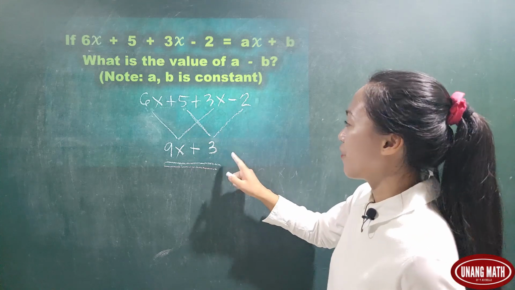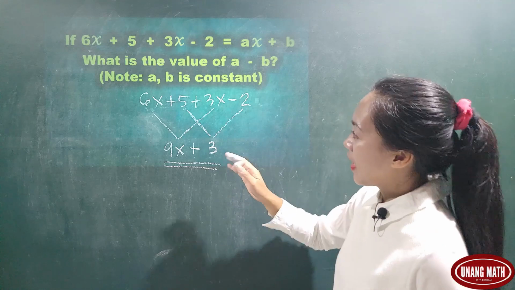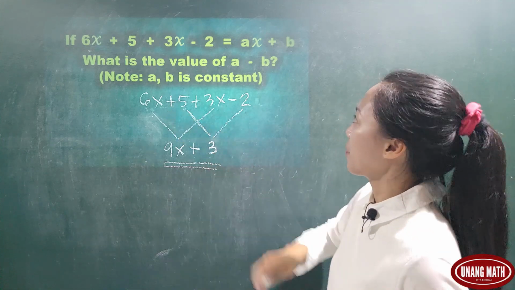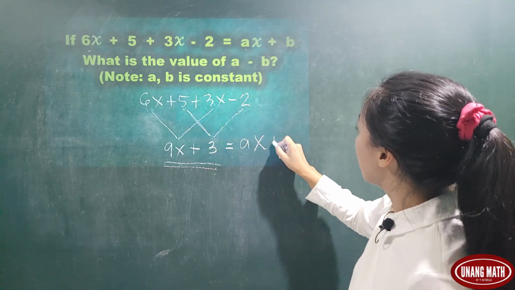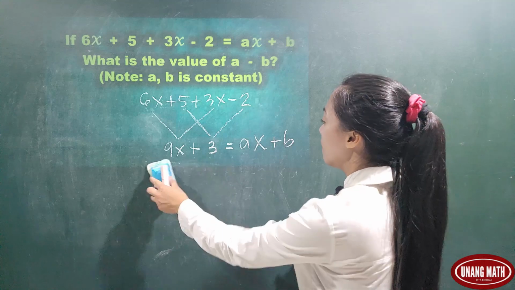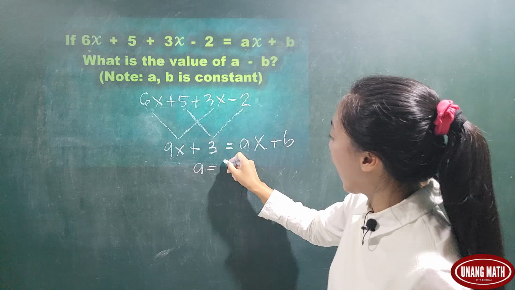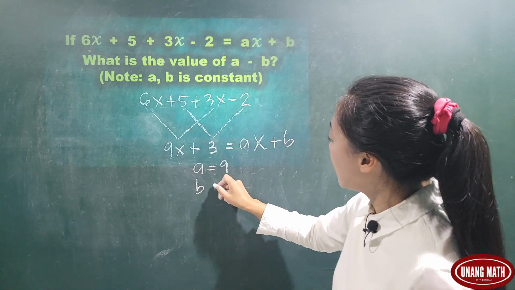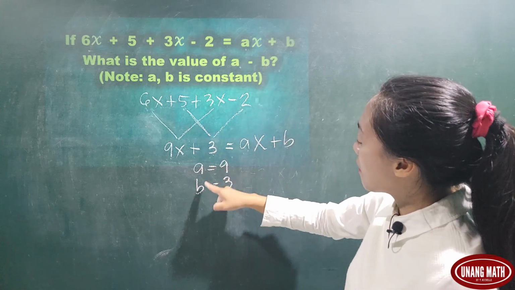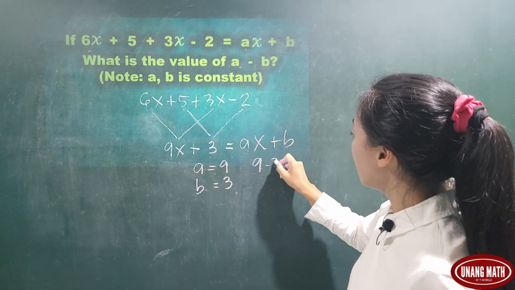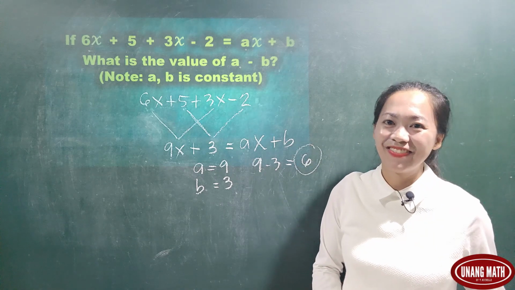This is the simplified form of this expression. And we did that by combining like terms. Okay, this is equal to ax plus b. So it means, okay, a is equal to 9, b is equal to 3. So 9 minus 3, a minus b. So 9 minus 3, that means the answer is 6.